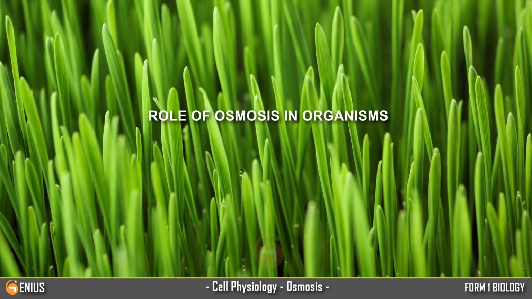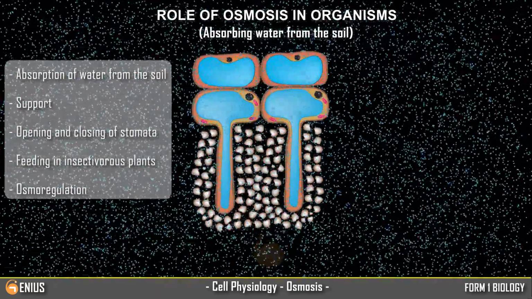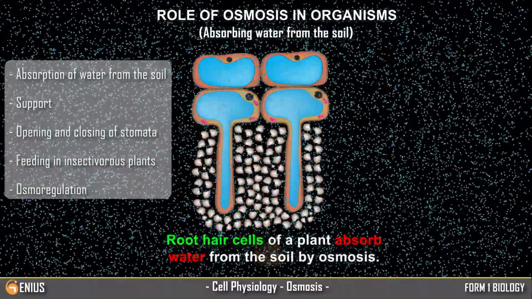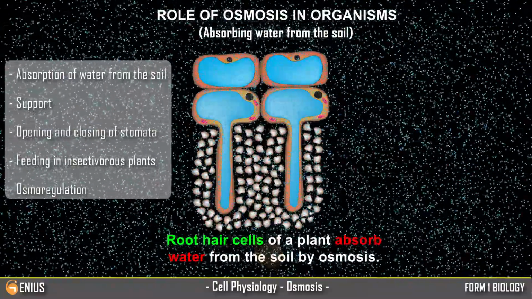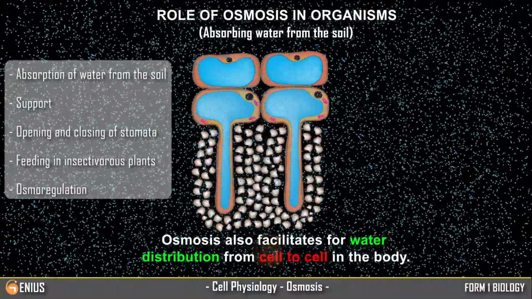Role of osmosis in organisms. Absorbing water from the soil. Root hair cells of a plant absorb water from the soil by osmosis. Osmosis also facilitates water distribution from cell to cell in the body.